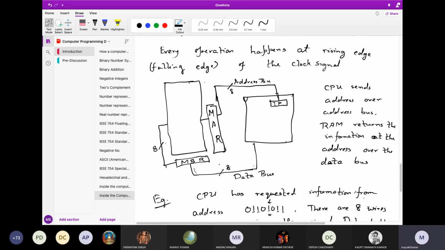Which, after being brought, is kept in another register, the memory buffer register, temporarily, until the next clock signal. This is the clock signal, which is driving both the memory address register, the memory buffer register, and everything else in the system. Okay, so then that data gets synchronized into the memory buffer register, and then it is brought to the control unit.